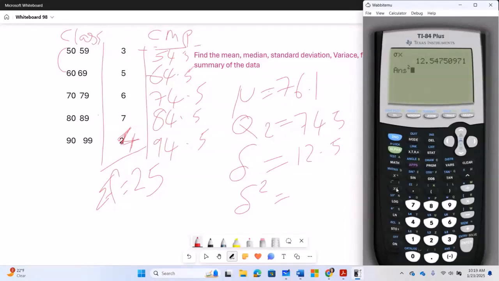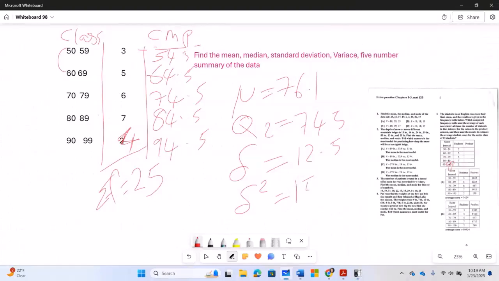So when I square my answer, I'll get 157.4. So the population variance is 157.4. So I'm going to write it here. Population variance is 157.4. So I found the population variance. I found the population standard deviation. Now the next one I'm going to find is the 5-number summary. So what is the 5-number summary?